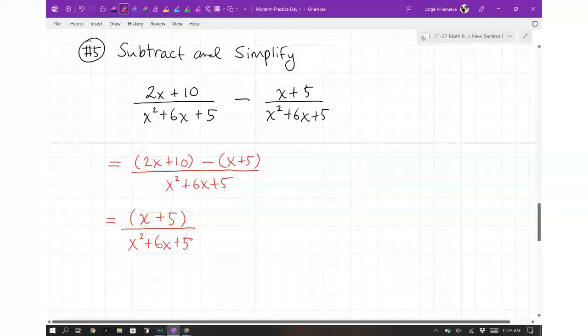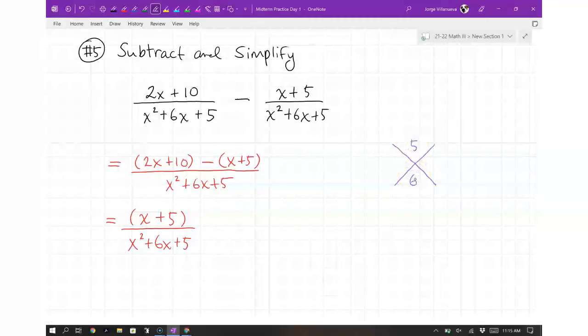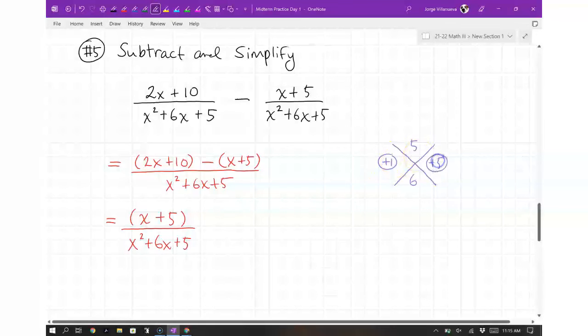But you're not done. Because what can I do with the denominator? The x method. I can factor it. Yeah, the x method. So let me put that right here. 1 times 5 is 5, and the 6 is my b, so that goes there. So give me 2 numbers that add up to 6, but multiply to 5. 5 and 1. So plus 1 plus 5, that'd be x plus 1, x plus 5.